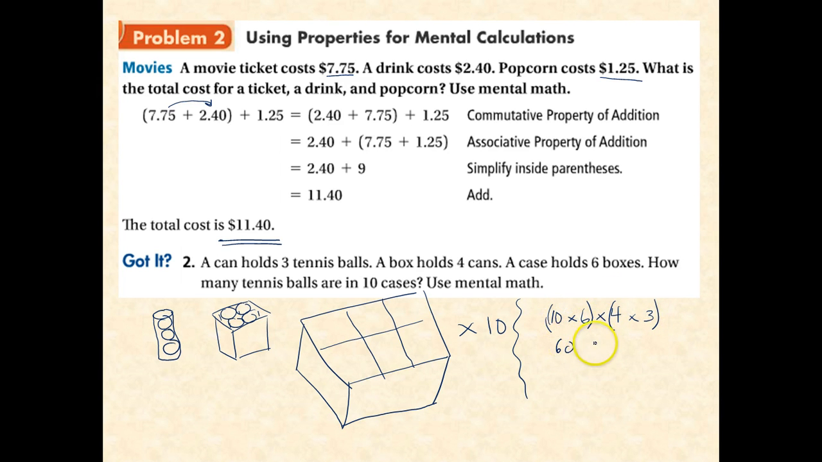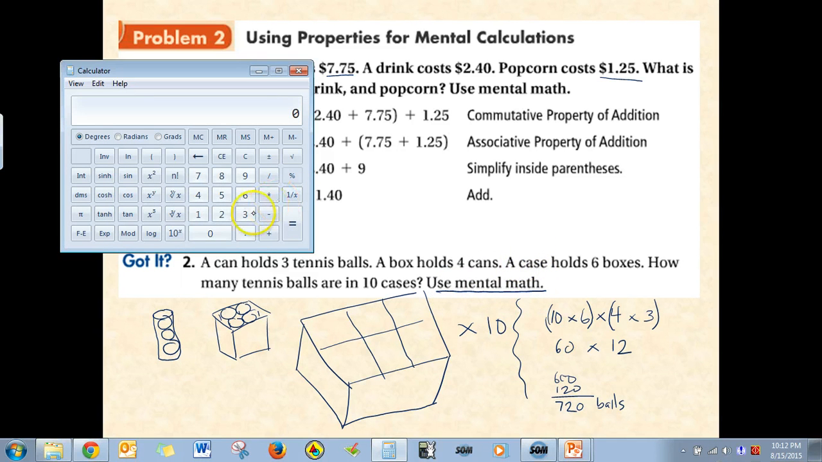10 times 6 is 60. 4 times 3 is 12. And then 60 times 12 is, let's see, 60 times 10 is 600. And then 60 times 2 is 120. So if I add those together, I get 720 balls. So that was my mental math. Not that I don't trust my brain, but just to check, let's multiply. 10 cases times 6 boxes per case times 4 cans per box times 3 balls per can, 720. Woohoo! Winner.